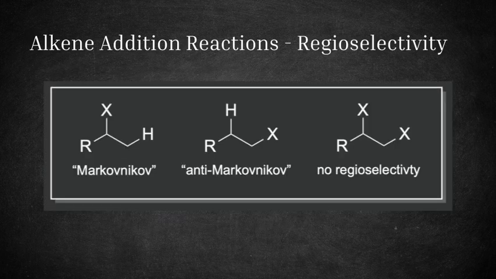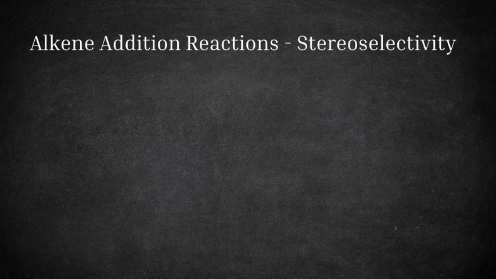The major product can exhibit Markovnikov regiochemistry, where the electronegative group is added to the more substituted carbon, anti-Markovnikov regiochemistry, where the electronegative group is added to the less substituted carbon, or no regiochemistry, when the two groups being added are identical, resulting in only one possible product, regardless of substitution patterns. Now that we've discussed regioselectivity, let's move on to stereoselectivity in alkene reactions. Because alkenes are planar in nature, addition reactions can form bonds on either face of the planar double bond.